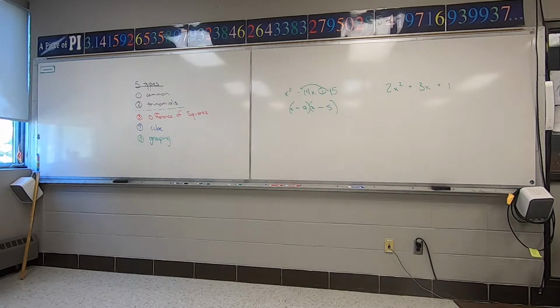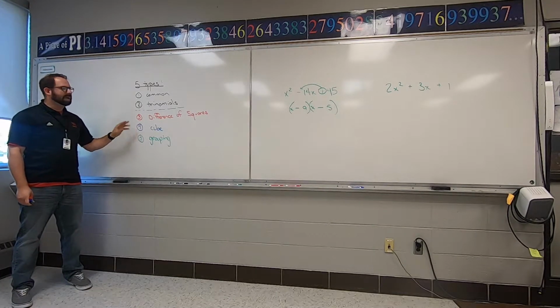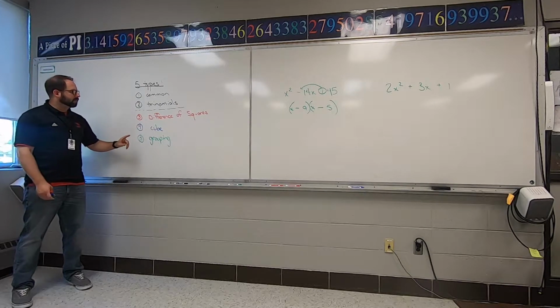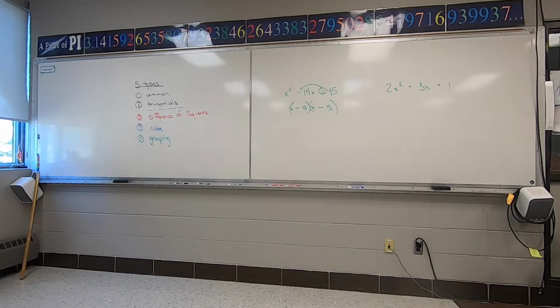All right, questions on any of the types so far? Okay, so the goal: I want to do one difference of squares. I want to do one cube rule, unless we need more. And then I'm going to try to do at least two grouping, maybe three if we need a third. But that's our goal today.